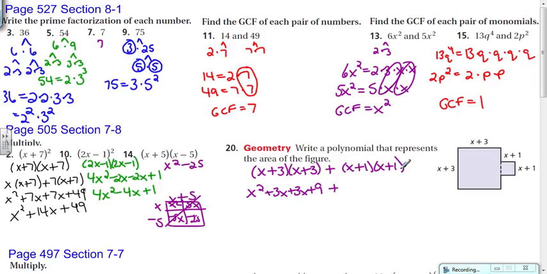Then FOIL again on the second part. X times x is x squared. My outsides are 1x. My insides are 1x. And last times last is 1. So then my like terms are a 1x squared plus a 1x squared, which is a 2x squared. Then I've got 3x and 3x, which is 6x. 1x and 1x, which is 2x. So 6x plus 2x is 8x. And then I've got a 9 plus a 1, which would be a 10.